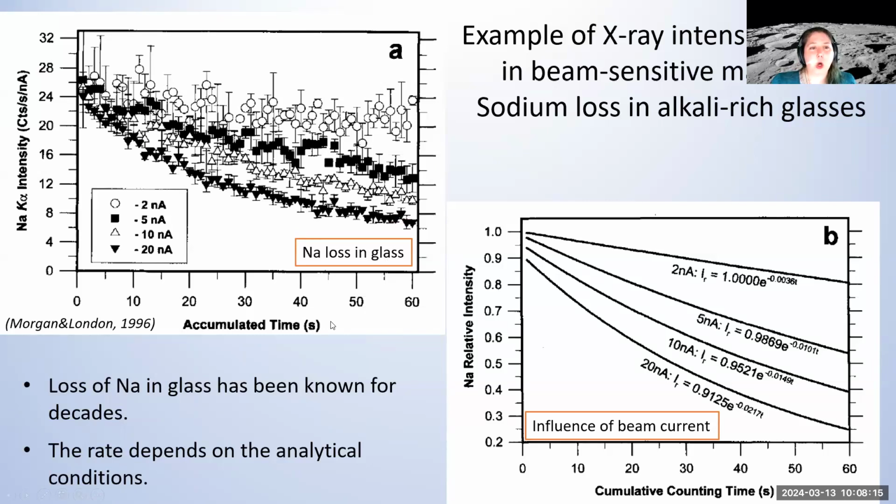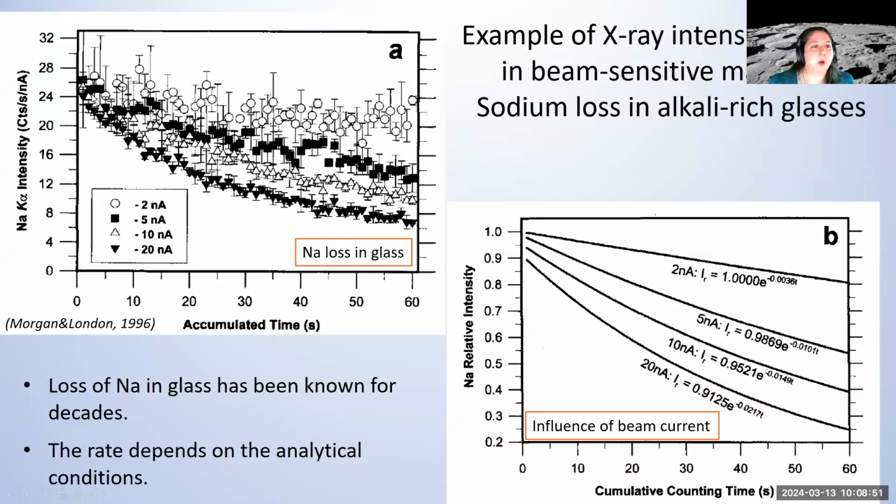And if this is not monitored or tracked, of course, that would mean that if we integrate over that time frame, we would not get an accurate idea of the concentration of the element in question. This has been observed for sodium loss in glasses. In general, glasses are more beam sensitive than minerals. If you analyze a silicon glass compared to a quartz, a silicon mineral, you can easily see that.